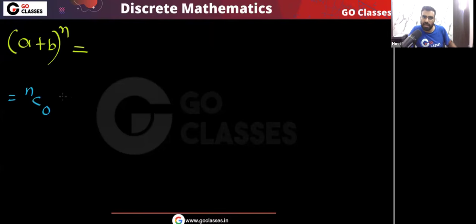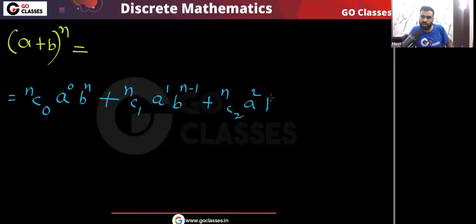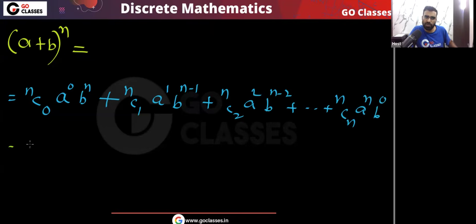Let me give you the conclusion. If you have (a+b)^n, then how to do the expansion? You can start with nC0, a^0, then b power will be n. Plus nC1, a^1, then b power will be n-1. nC2, a^2, then b power will be n-2. And so on. If you have nCn, a^n, then b power will be 0. Very simple. Or what you can do?